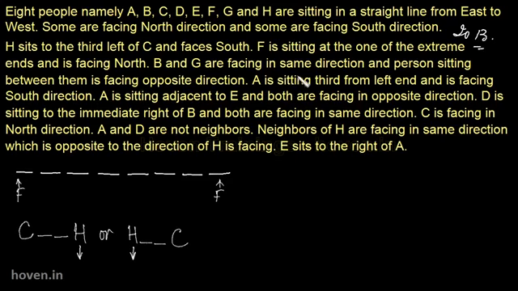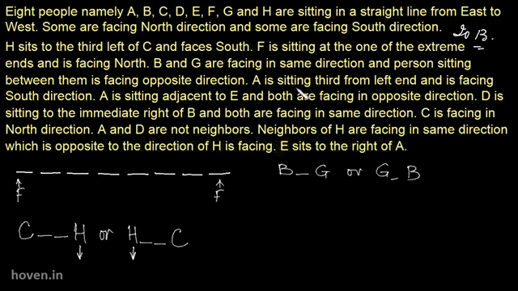B and G are facing in the same direction. Now we don't know which direction, and the person sitting between them is facing the opposite direction. So the only thing we have right now is that B and G have somebody in between them. That gives us either B space G or G space B. We don't know anything concretely about the directions at this point.